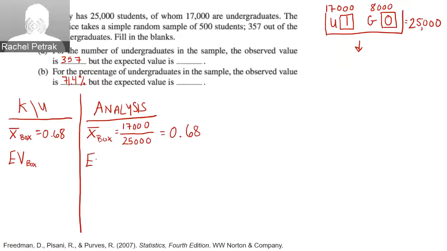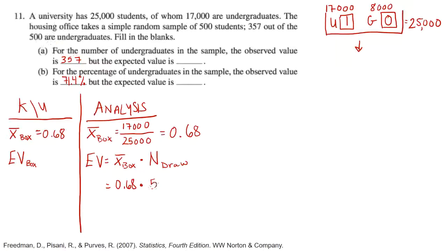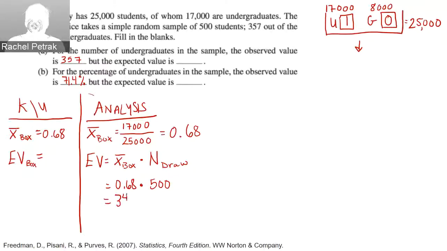Our expected value is equal to the mean for the box times the number of draws. How many draws did we do? 500. So the mean of the box is 0.68. Our draws are 500. So the expected value for the box is 340.